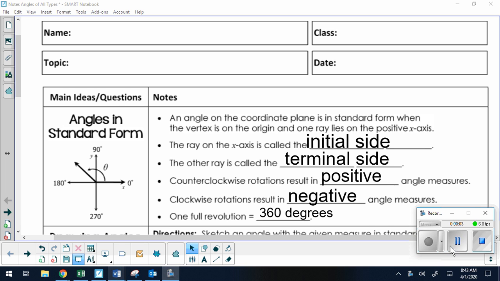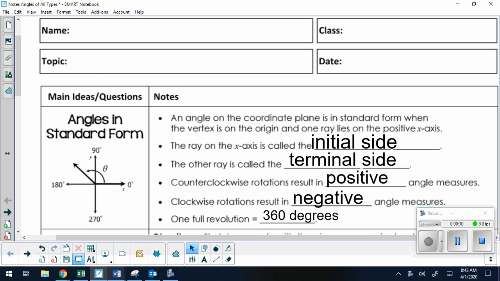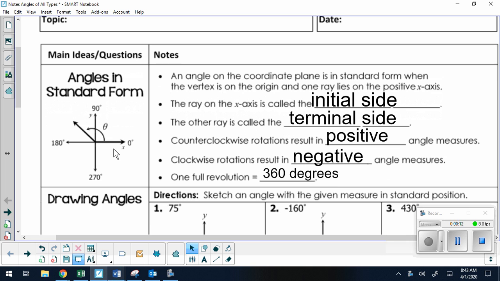In this video, we are going to talk about angles in standard form. So we're looking right here at our angles in standard form, and we are going to go through some definitions over here. So it's in standard form when the vertex, which is right here, is at the origin, so 0, 0. The initial side is on the positive x-axis, and then the terminal side is here.